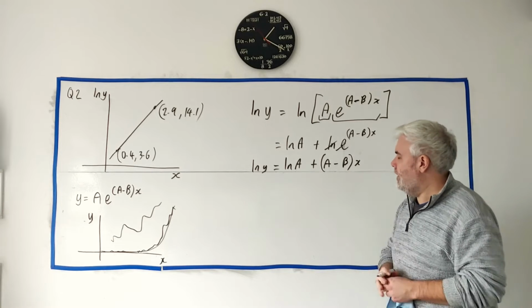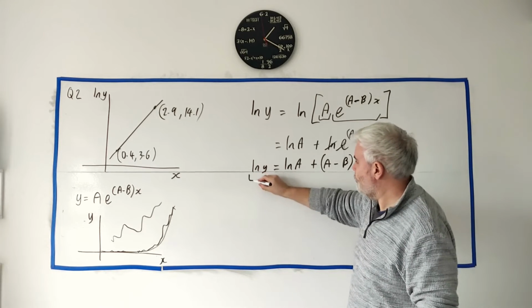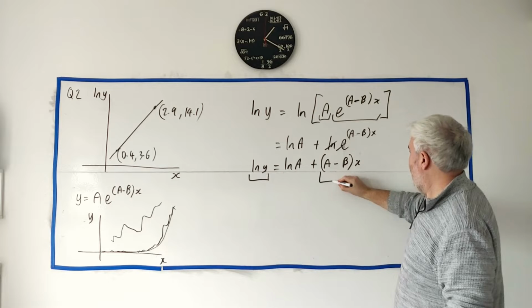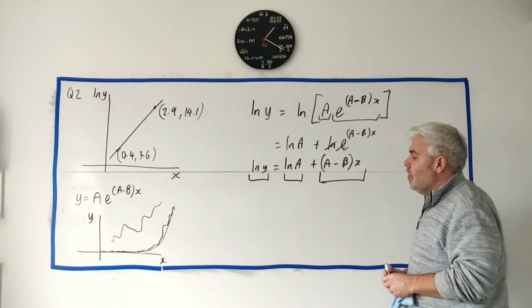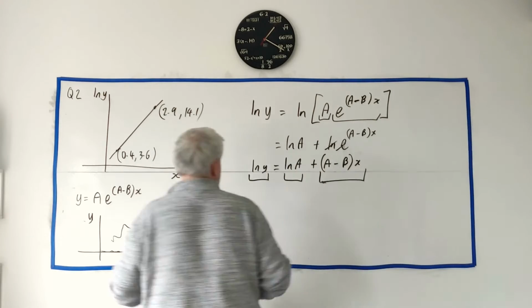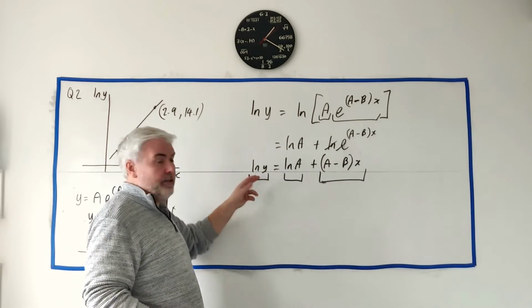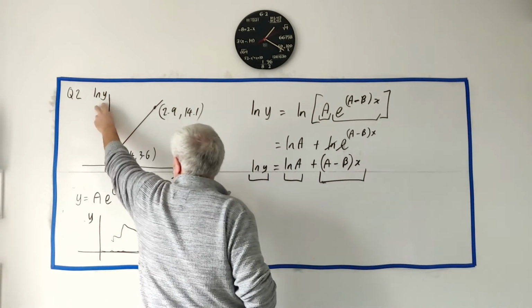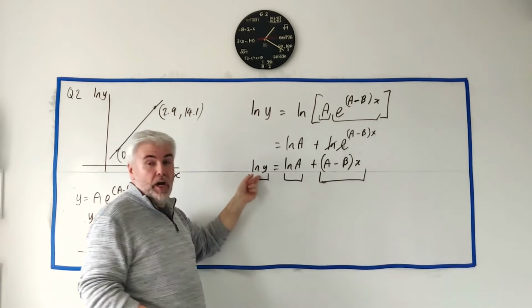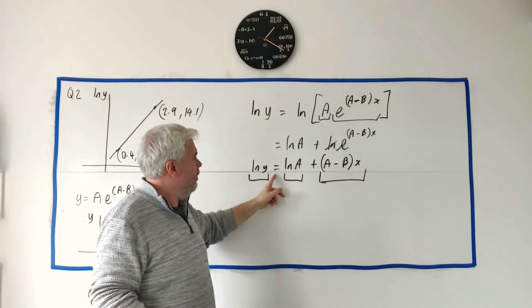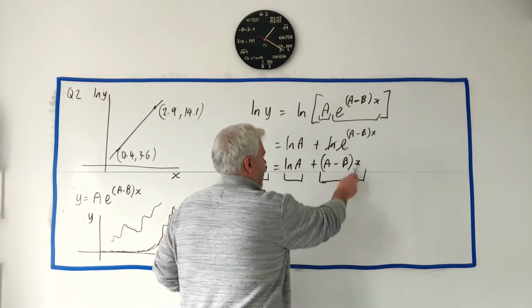Look at this. This should look a little familiar. And these three parts should look like the equation of a line. Natural log y, or y. Remember, this is natural log y, not y. So the y-axis is equal to something multiplied by x.